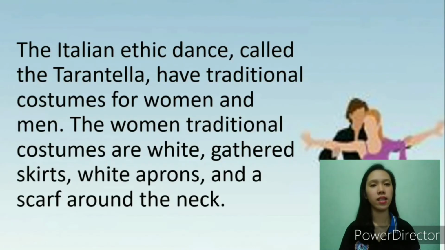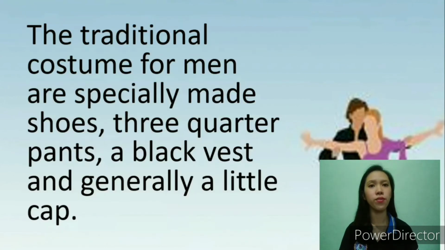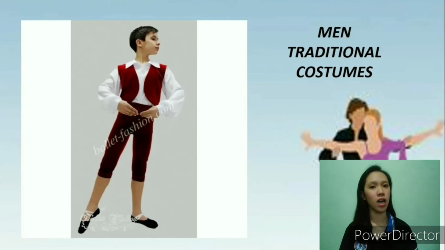The Italian ethnic dance, called the Tarantella, has traditional costumes for women and men. The women's traditional costumes are a white garter skirt, white apron, and a scarf around the neck. I have here examples of women's traditional costume. The traditional costume for men are specially made shoes, three-quarter pants, a black vest, and generally a little cap. So I have here also examples of men's traditional costume.